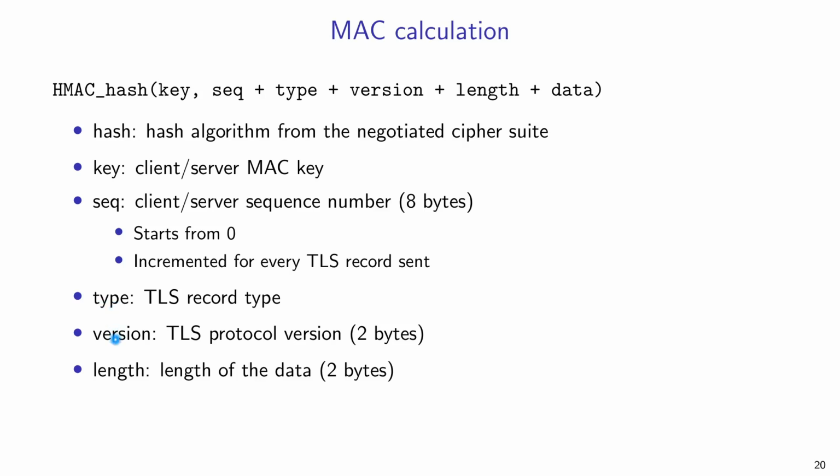The type, version, and length are the fields from the TLS record layer. This way, integrity of the TLS record header is also provided. This will prevent an attacker changing the record type and thereby tricking the peer into interpreting, for example, a handshake message as if it was application data and vice versa. And finally, the plaintext data that will be encrypted is MAC'd. So, in addition to data, a sequence number and TLS record header are also MAC'd.